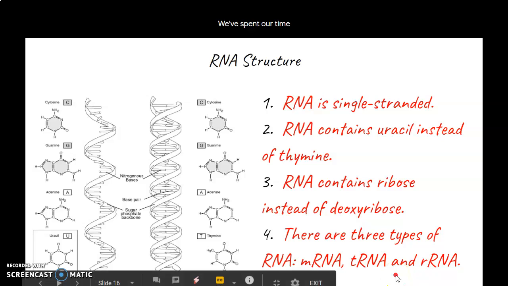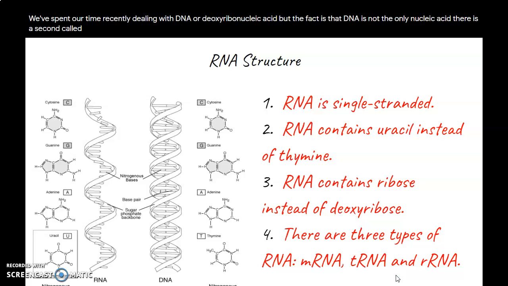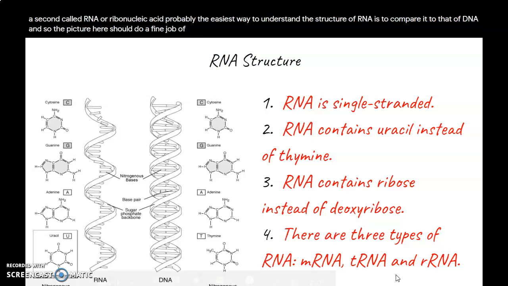We've spent our time recently dealing with DNA, or deoxyribonucleic acid. But the fact is that DNA is not the only nucleic acid. There is a second called RNA, or ribonucleic acid. Probably the easiest way to understand the structure of RNA is to compare it to that of DNA. And so the picture here should do a fine job of comparison.